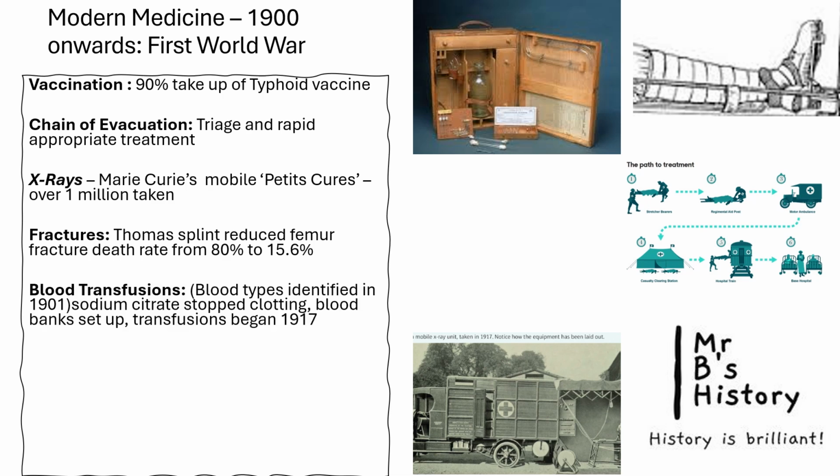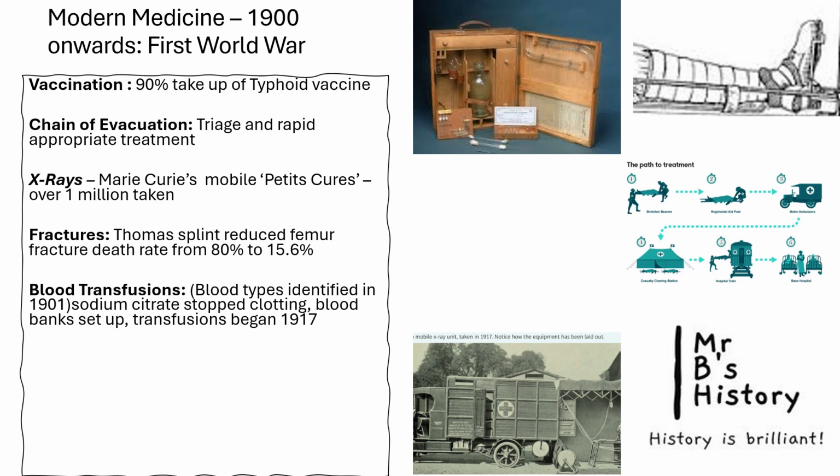Then there were blood transfusions. Blood types had been identified in 1901, but the problem was that when you took blood from someone to use it in another patient, blood does something called clotting, and that's really useful when you want to stop yourself bleeding, but it's not very useful when you want to keep liquid blood to use on someone else.